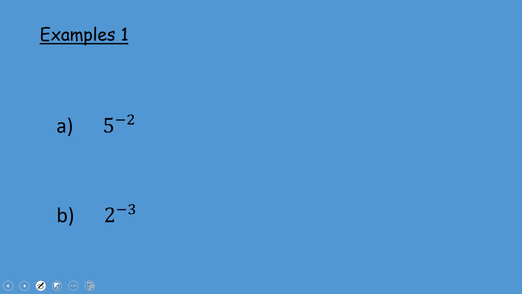So let's have a look at a couple of examples. So our first, examples 1. So let's look at 5 to the power minus 2. That'd be exactly the same as saying 1 over 5 to the power of positive 2. So all we've done is say we've got 1 over 5 squared. So we should know what 5 squared is. It's 25.